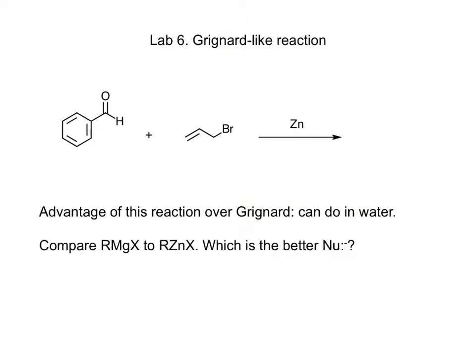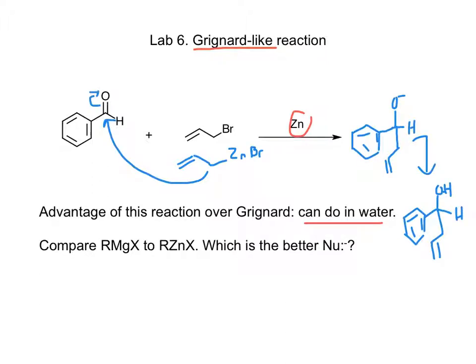In lab 6, we're going to do this Grignard-like reaction. So rather than using magnesium to make the Grignard reagent, we're going to use zinc. The advantage of this reaction is we can do this reaction in water. So stop the video and draw the product of this reaction. Note that the tetrahedral intermediate forms here, and an alcohol is our product.